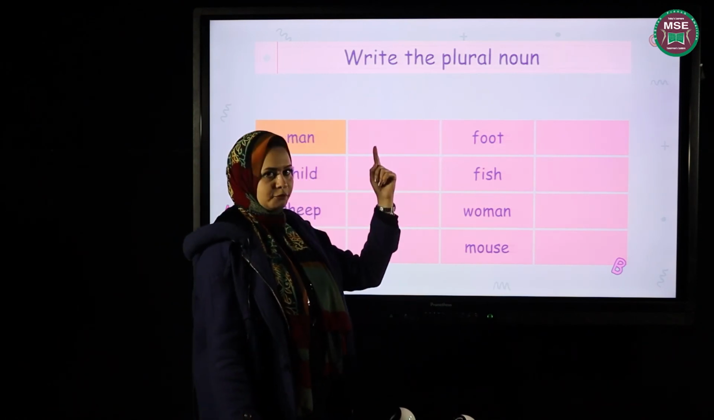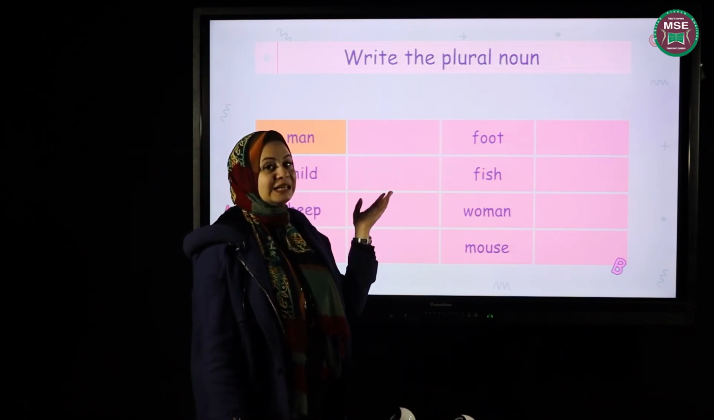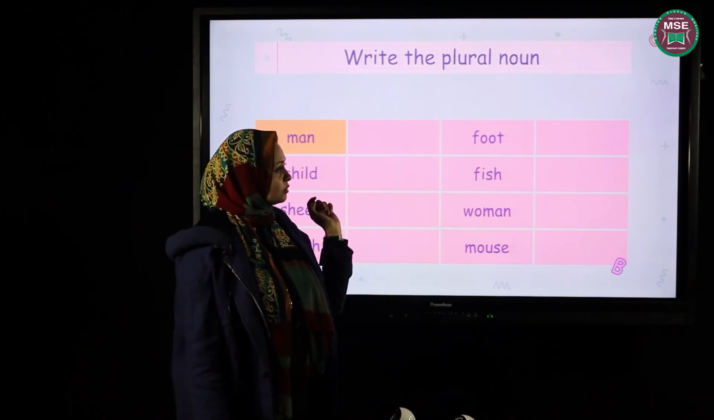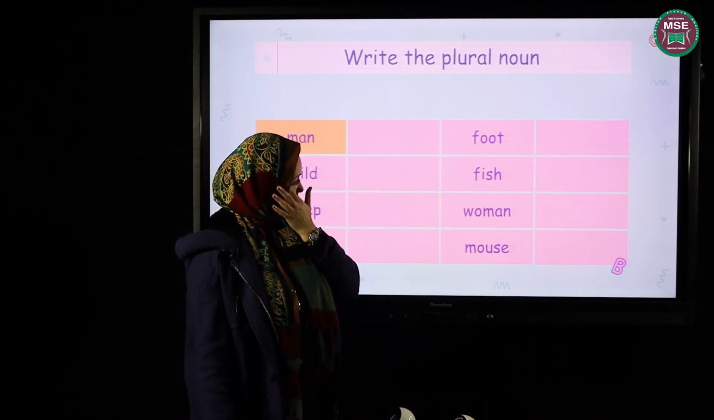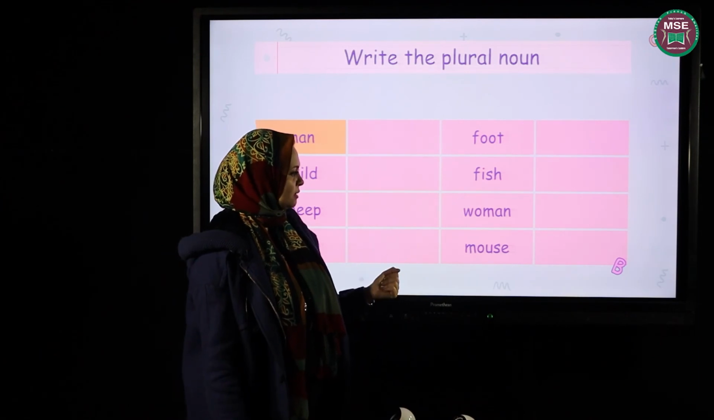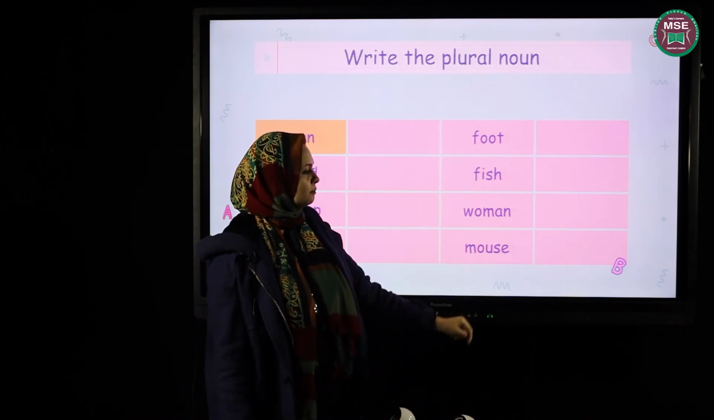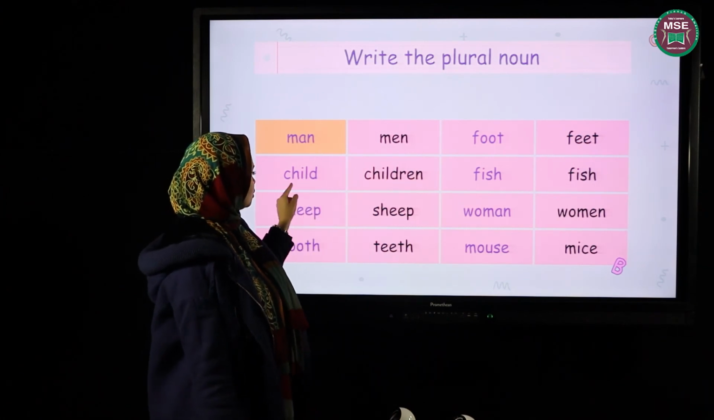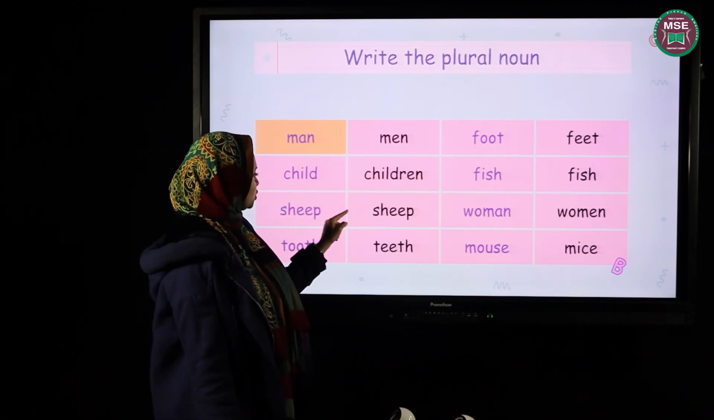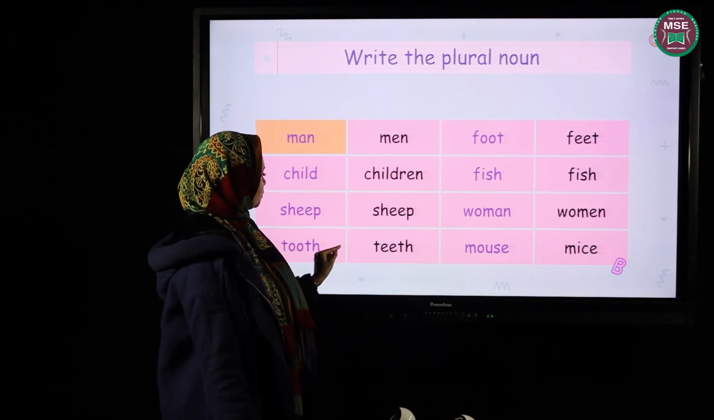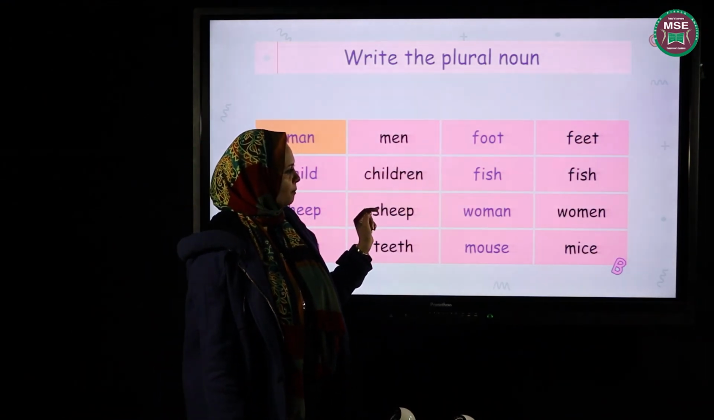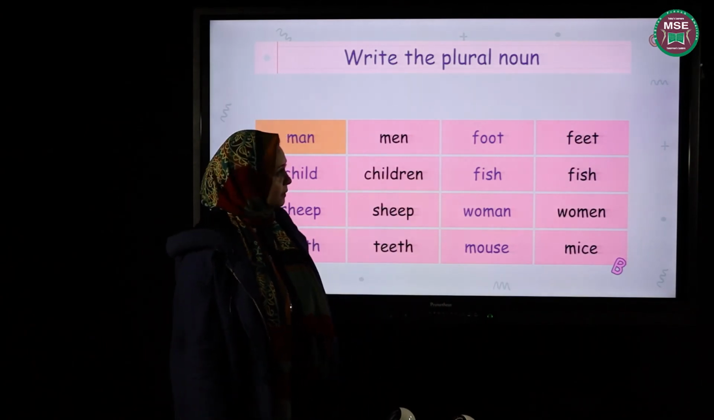Foot, just one foot. The plural is feet. Fish, fish. Woman, women. Mouse, mice. Let's see. Man, men. Child, children. Sheep, sheep. Tooth, teeth. Foot, feet. Fish, fish. Woman, women. Mouse, mice.